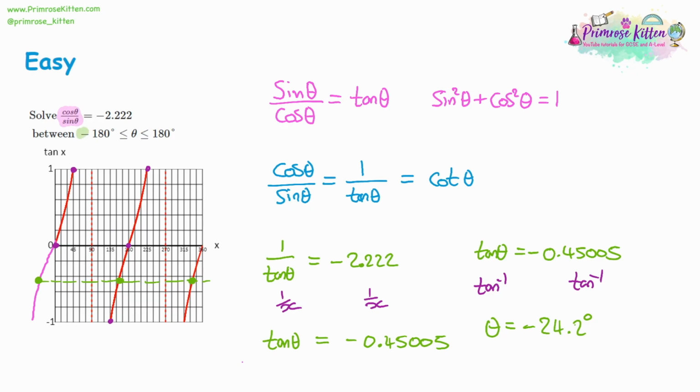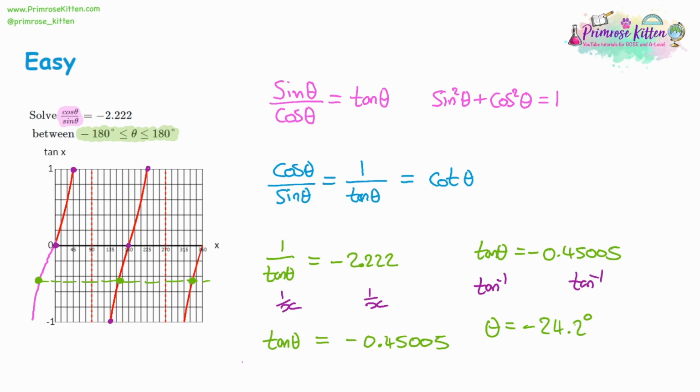Now, we want answers between 180 degrees and negative 180 degrees. So the answer we have, negative 24.2, that's within that range. That answer's okay. But we can see the next answer along would also be in that range. It's in between 135 and 180. So we need to find that one as well.